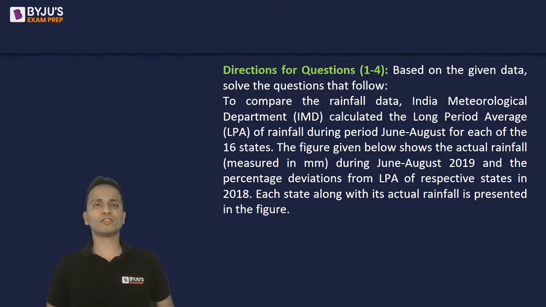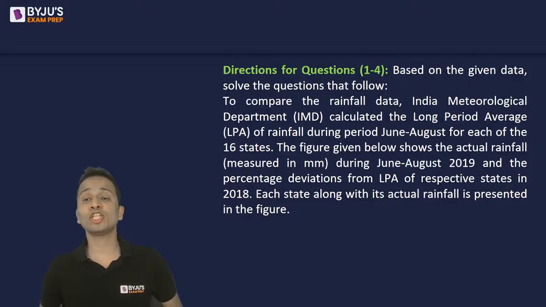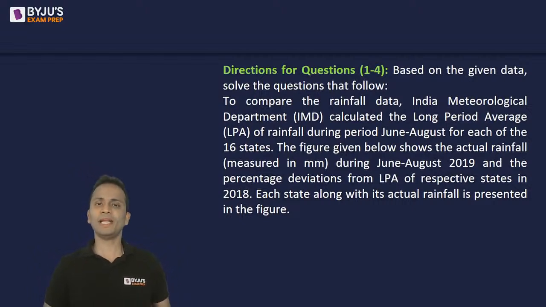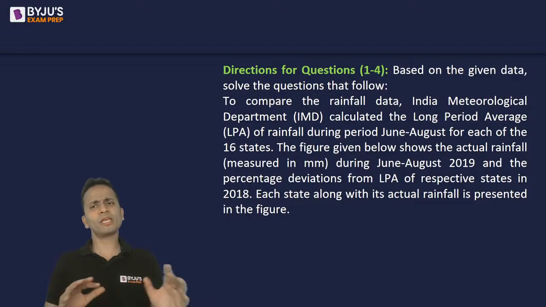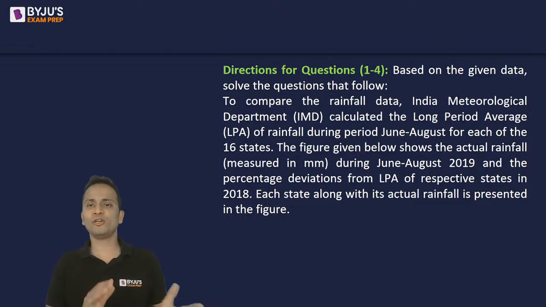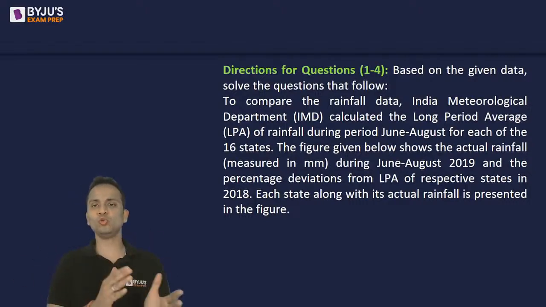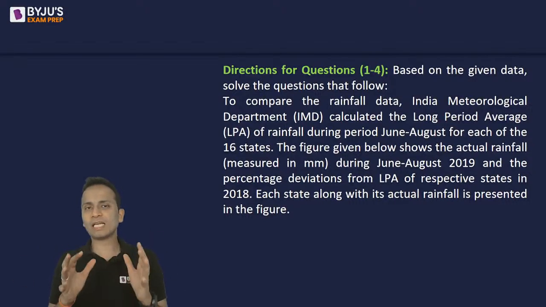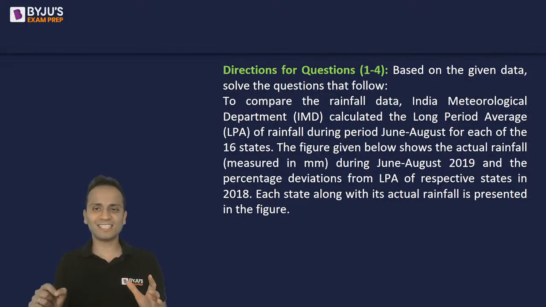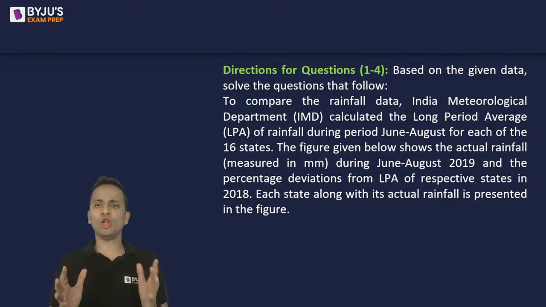These are the directions for the first 4 questions. Based on the given data, solve the following questions. The data says that to compare the rainfall data, the Indian Meteorological Department calculated the long period average, called LPA, of rainfall during the period June to August for each of the 16 states. So we are going to see the data for 16 states for the months of June, July, August, and the data will be about the long period average.